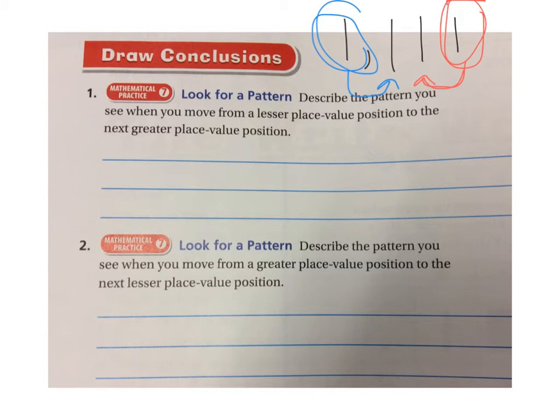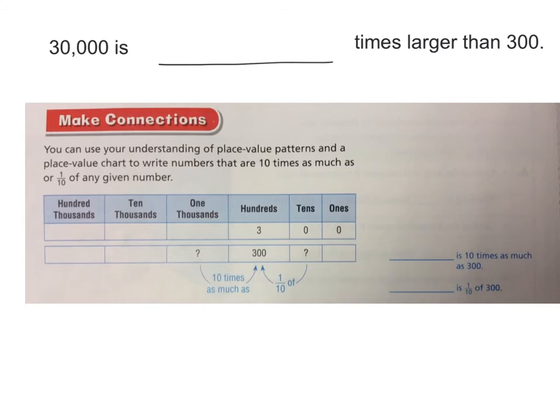You notice that when you move to the next greatest place value position, you're moving one space to the left, right? And you said it's 10 times greater than the smaller position. Good. Trishika noticed that when you move one space over to the right, that is 10 times smaller, or 1/10 of the larger one. Very nice. It says you can use your understanding of place value patterns and this place value chart to write numbers that are 10 times as much or 1/10 of as much of any given number.